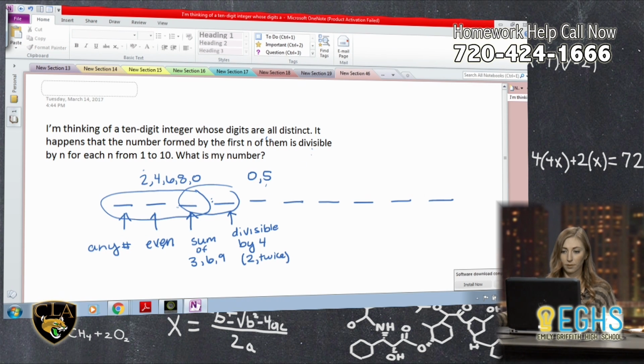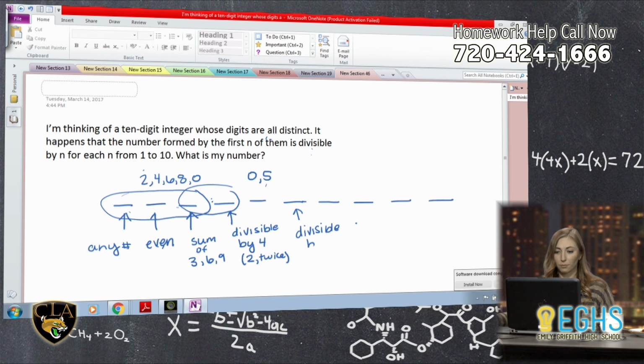Okay. And then for 6, it has to be divisible by 2 and 3. So that means that the sum of all of those numbers has to be divisible by 2 and 3. Right. Okay. I'm just going to say divisible by 6. Yeah, that's just easier, right?